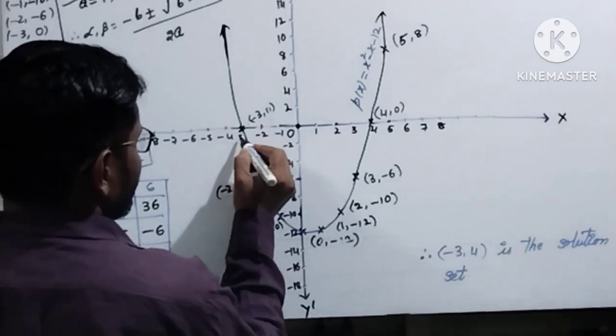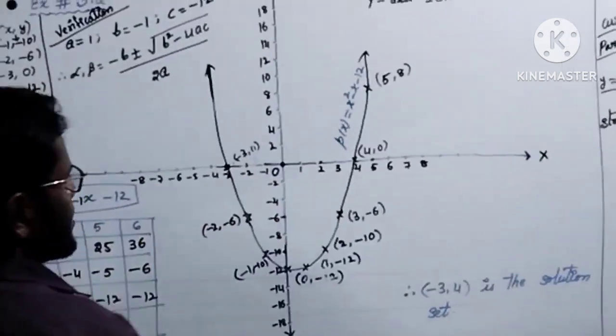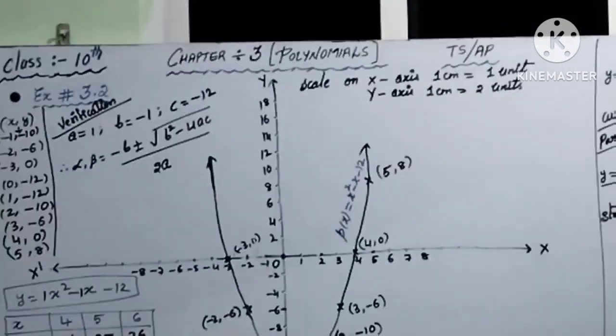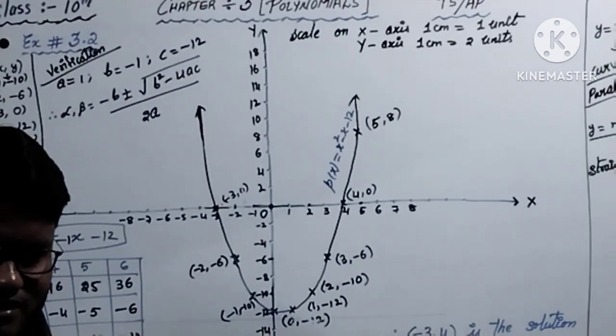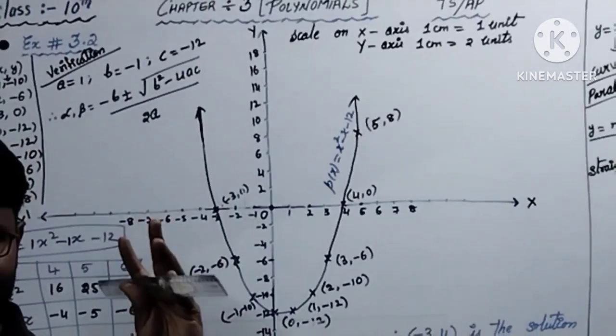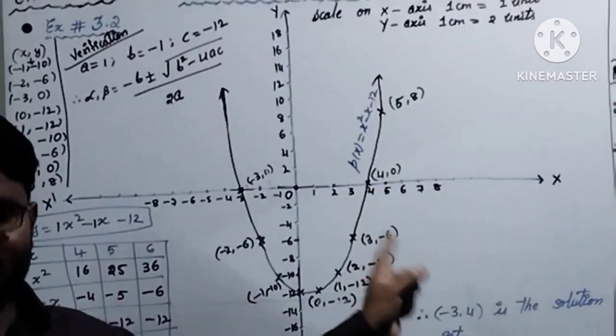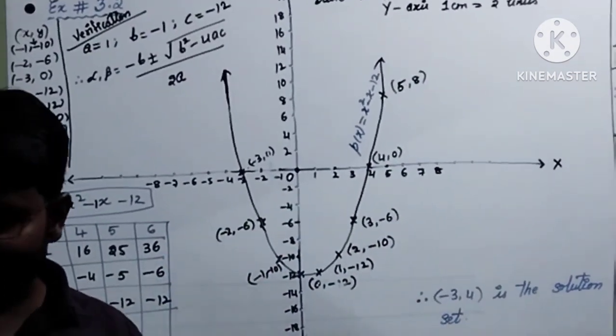Remember. Any doubts? Don't trace the graph. No double lines, and don't use a scale because this is a curved line, not a straight line.